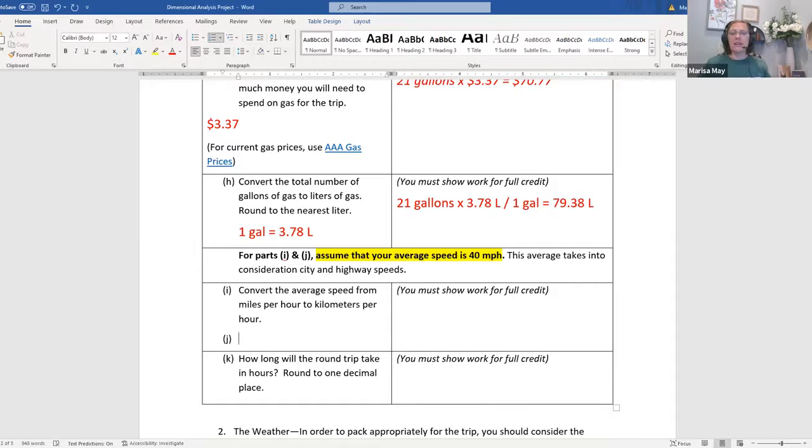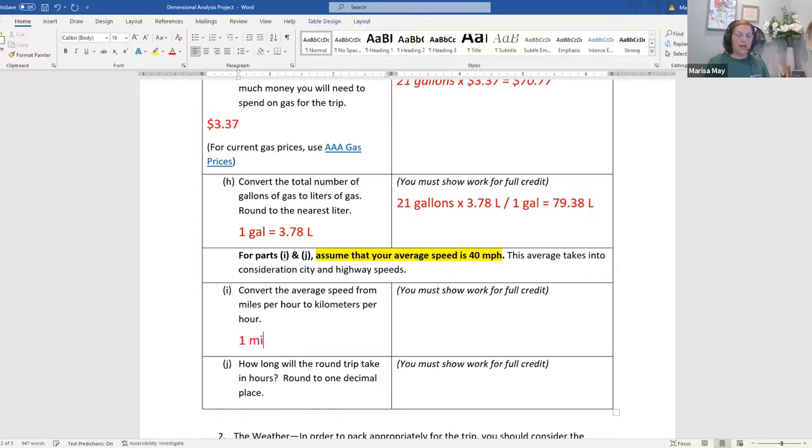So let's write down the conversion we'll need here. We're going to need the conversion that 1 mile is 1.61 kilometers. We're going to take our 40 miles per hour, and everyone's going to be the same here. So we're doing 40 miles per hour, and we're going to multiply by the 1.61 kilometers per 1 mile. And you're going to do your calculation on a calculator, 40 times 1.61, and you get 64.4 kilometers.